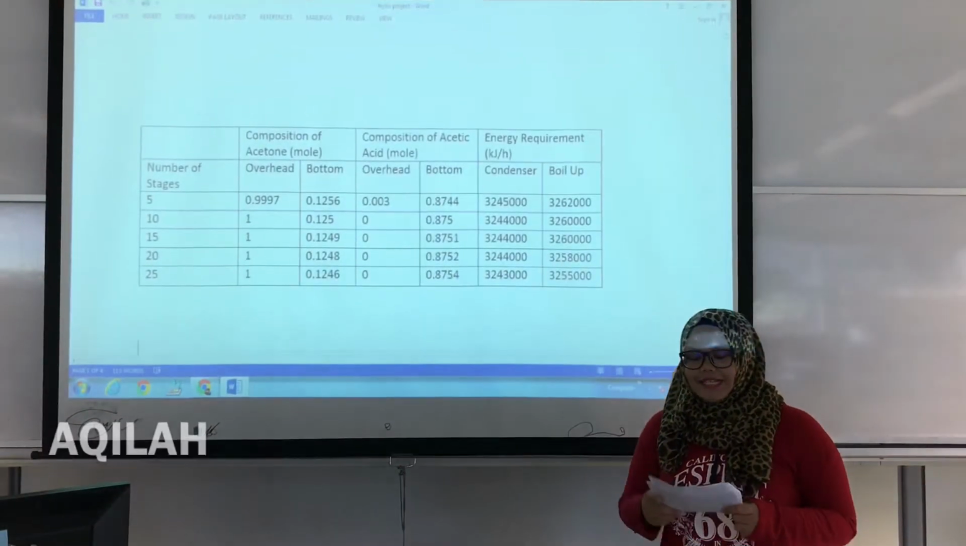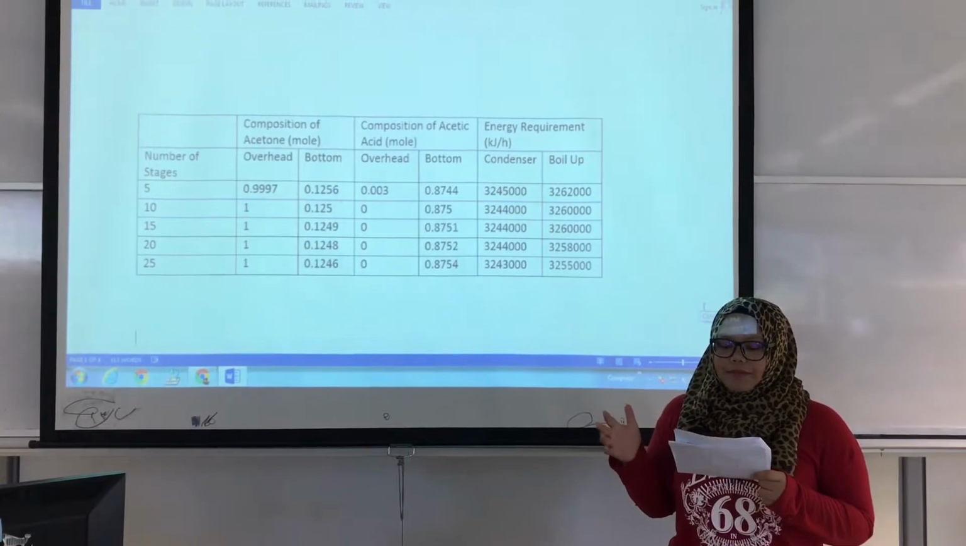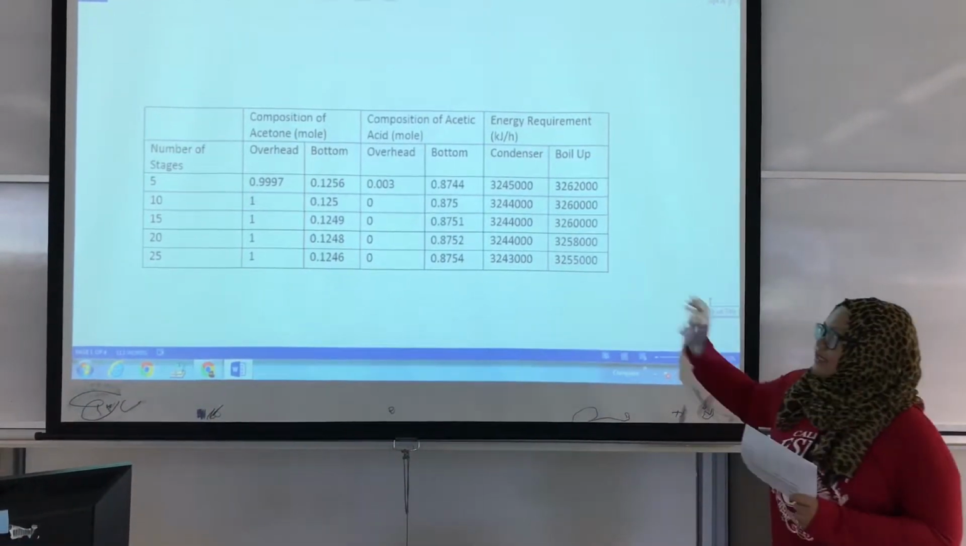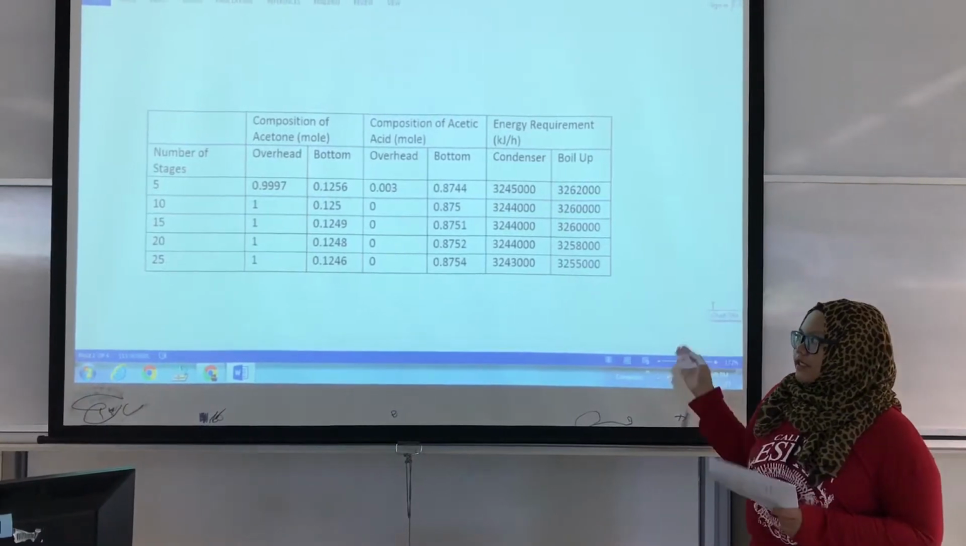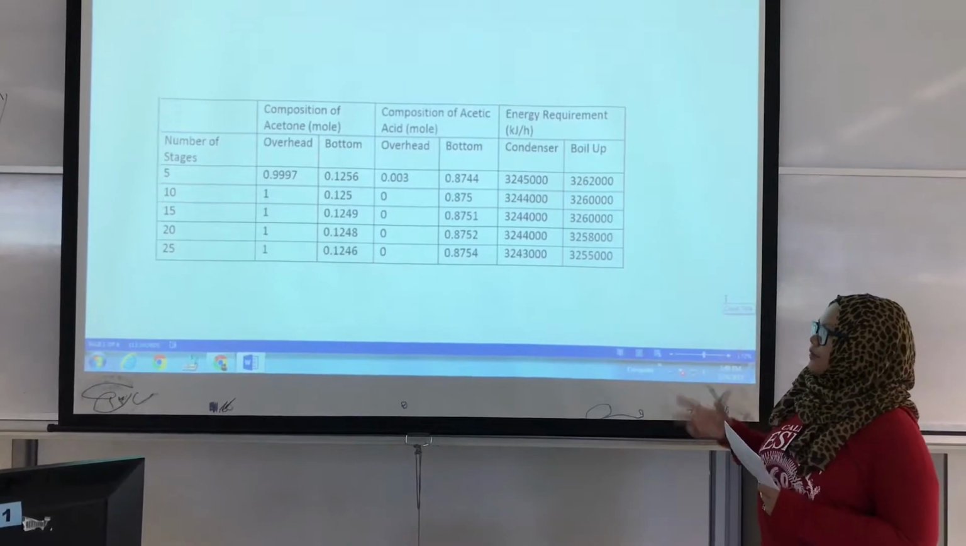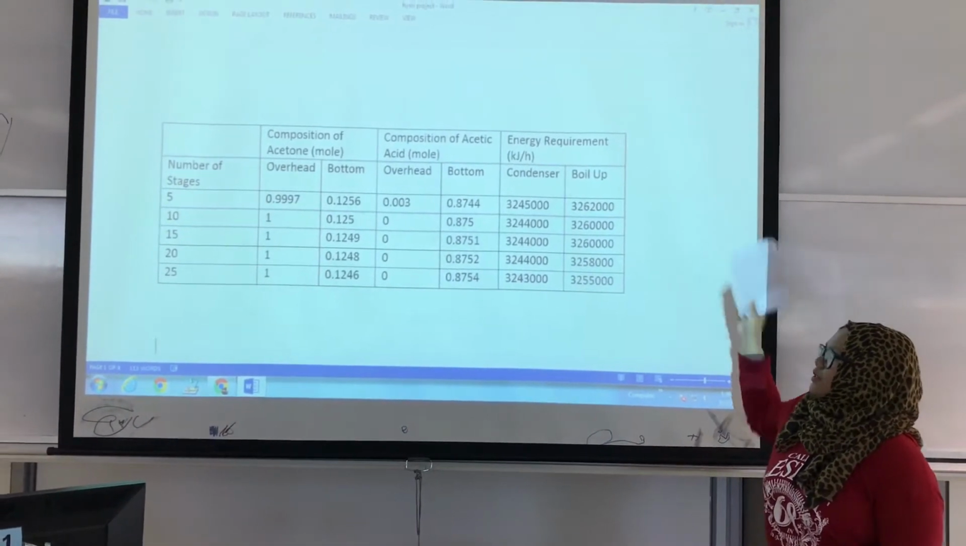Hello and hi, I'm Akila and I will explain question 2, investigate the effect on the top and bottom composition and energy requirements. Alright, as you can see on the table, there's number of stages. We have chosen 5, 10, 15, 20 and 25 for the number of stages and the composition of acetone, composition of acetic acid and energy requirements.